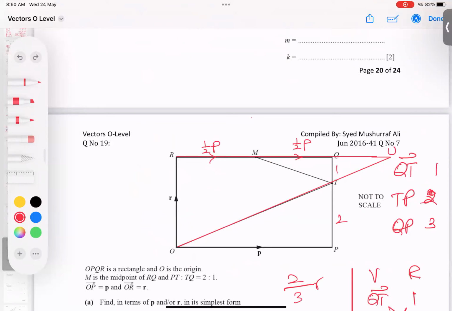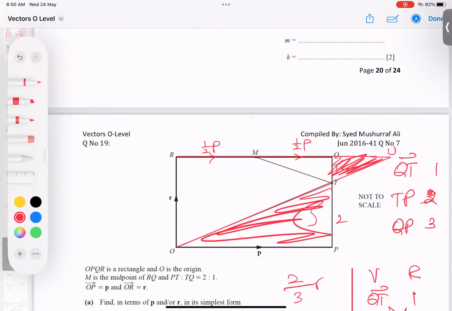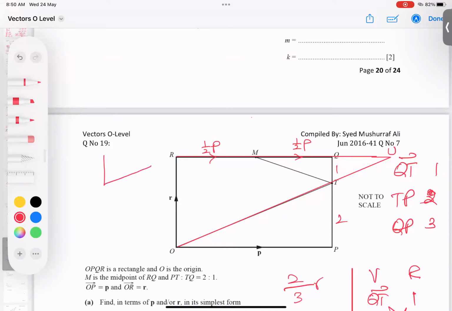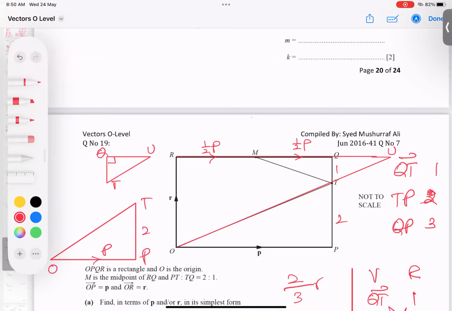So let's try to solve it. I have two choices, students. I can use the similar triangles concept. Can you see this triangle number 1, and this triangle number 2? So I have two similar triangles. One triangle I make here, with a 90-degree mark: Q, U, P and T. The second triangle is a big one, with T, P, and here O. This is the P vector, this is a 2 ratio, this is a 1 ratio. And for your knowledge, this is a similar triangle.